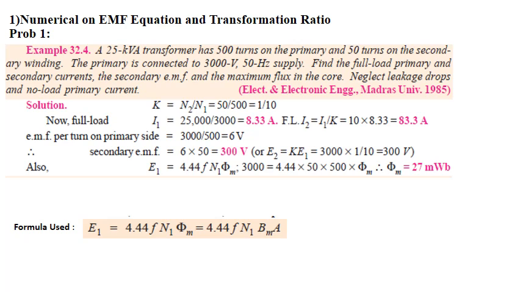So the last parameter now that we need to calculate is the flux. The flux can be calculated from the formula E1 equals 4.44 F into N1 into phi. We have the value of E1 equal to 3000, the frequency is provided to be 50, and the number of turns in the primary is provided to be 500. So we can get the value of phi. Or we can also use the formula for E2, that is 4.44 F N2 into phi.